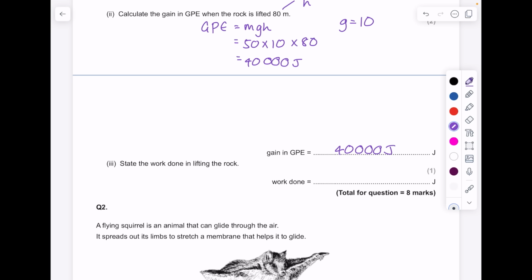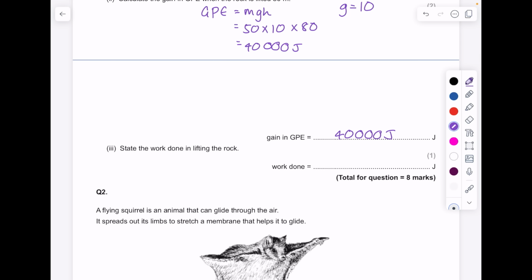State the work done in lifting the rock. They want you to recognize that energy and work done have the same unit. It's only worth 1 mark. It's the same answer as before, 40,000 joules.